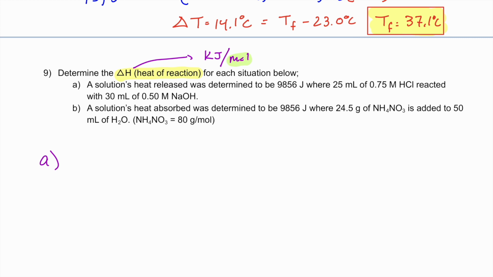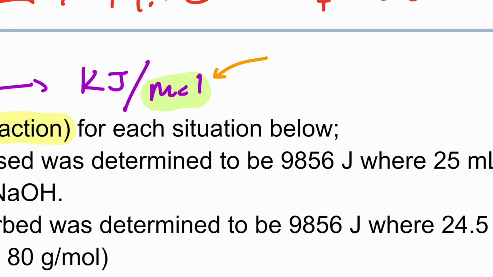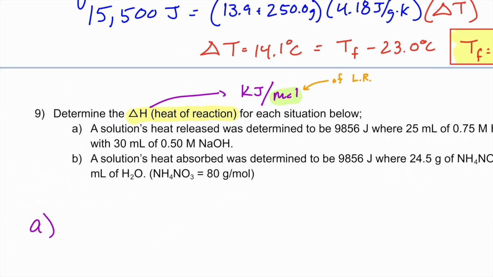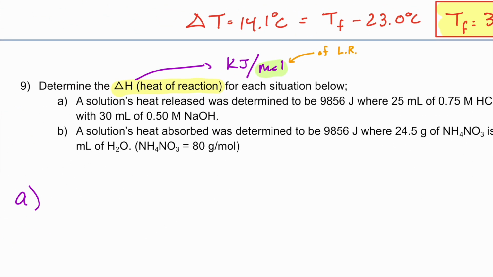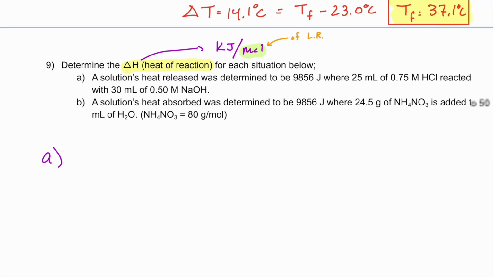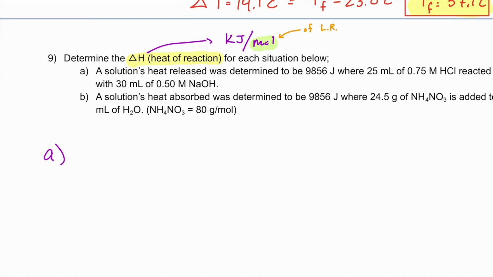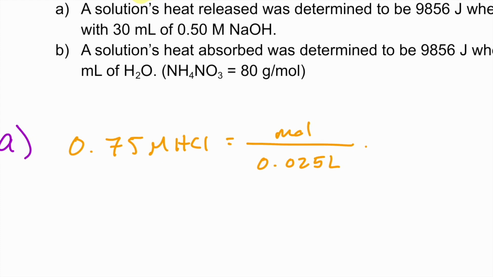So if I was going to really try to give you some good details of LR, you need to know the limiting reactant amount of moles. So in this case, what they're screaming is that they are screaming to find moles. So I will do HCl first. I'm going to put it in molarity equals moles over liters. That first one gets me 0.0188 moles of HCl.